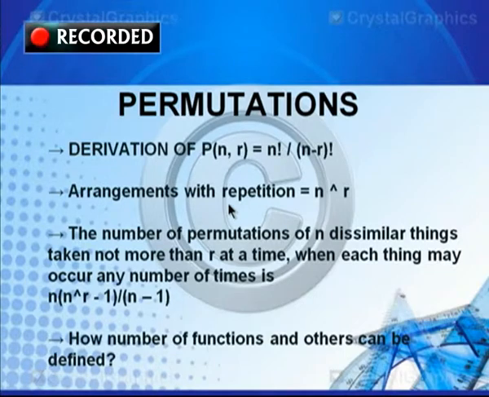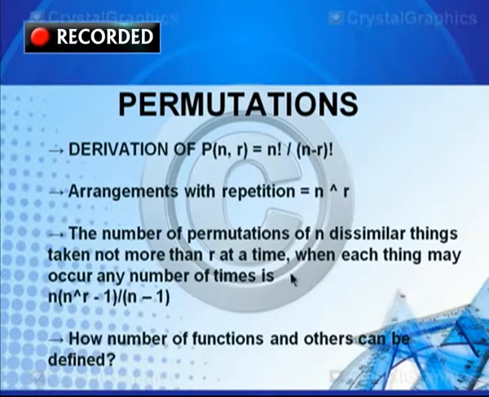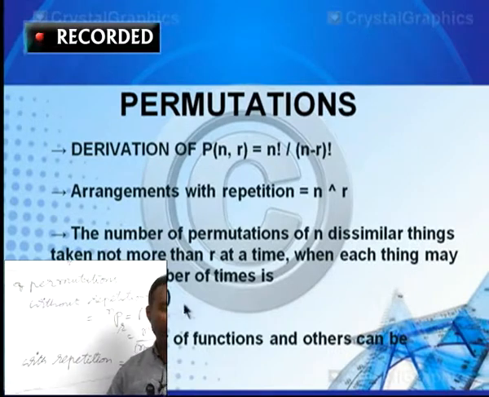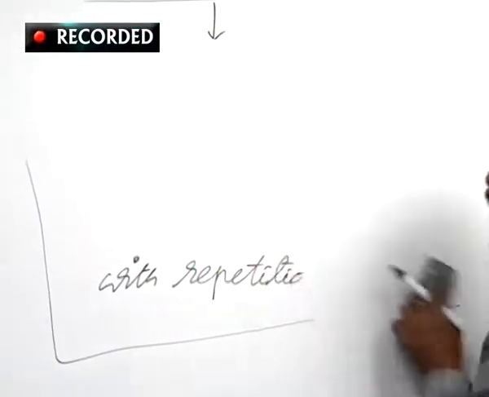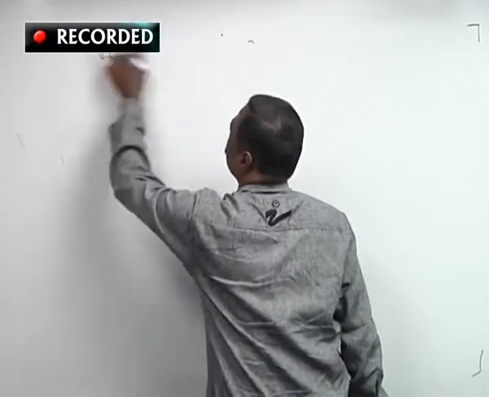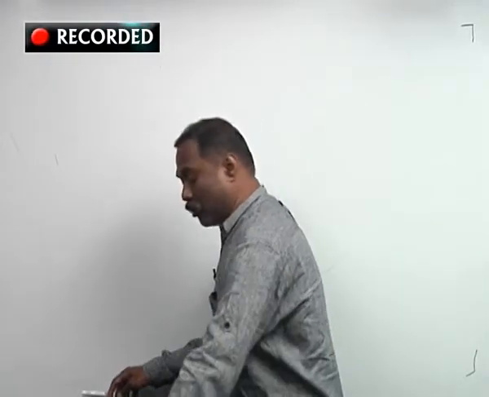Okay. So next is the number of permutations of n dissimilar things taken not more than r at a time, when each thing may occur any number of times, is n into n power r minus 1 upon n minus 1. What does it mean? Just go through the statement once. The statement here is the number of permutations of n dissimilar things. All the things should be dissimilar. Then you may think, if the things are not dissimilar, what should it be? We'll come to that next.